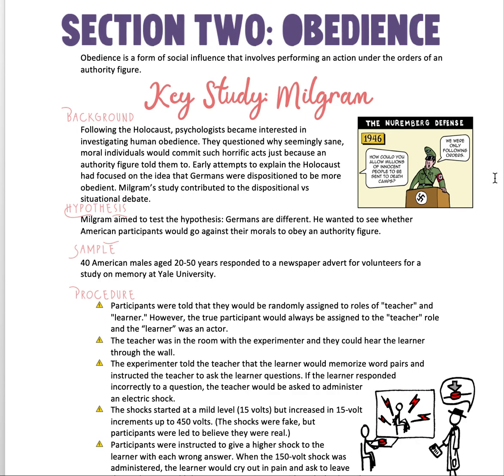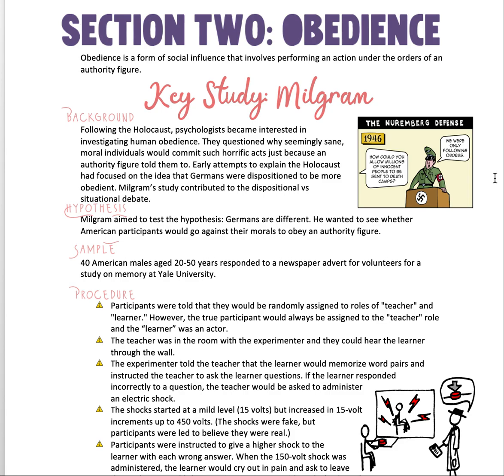Okay, section 2. So this is about obedience. Milgram is your key study here. Again, this idea of situational versus dispositional. At the time when Milgram was doing his research, people were explaining the Holocaust as something that had happened due to the disposition of German people. So it had been hypothesized that this nation of people had a more obedient disposition than other countries, and therefore the argument was that the Holocaust wouldn't have happened in a different nation, and that's what Milgram set out to test.